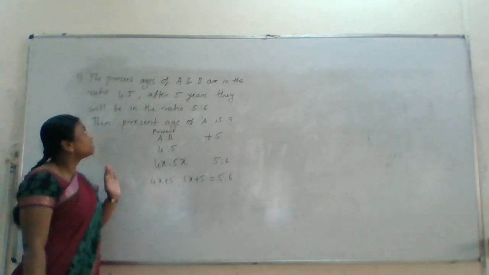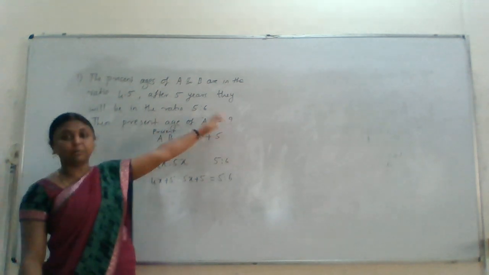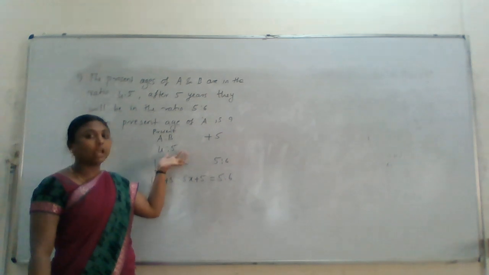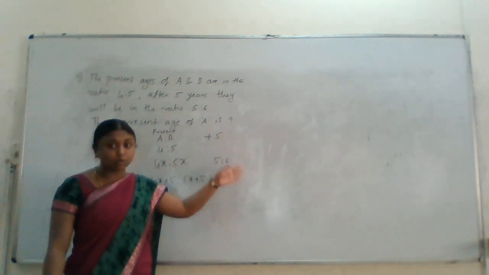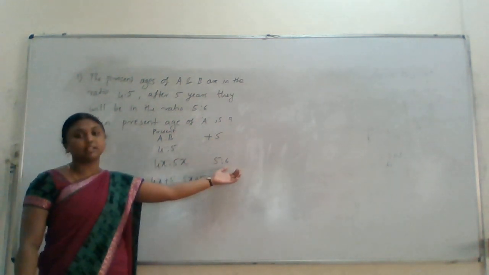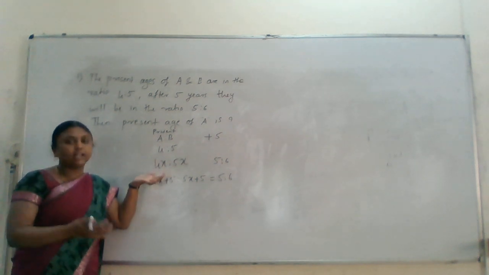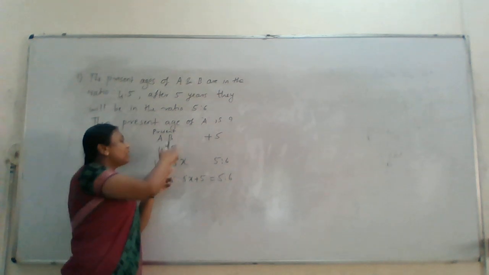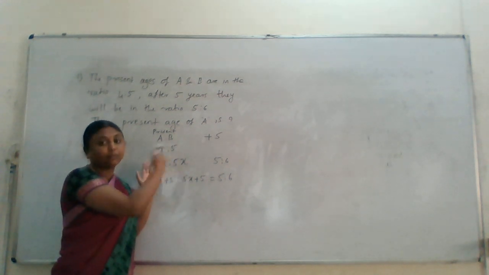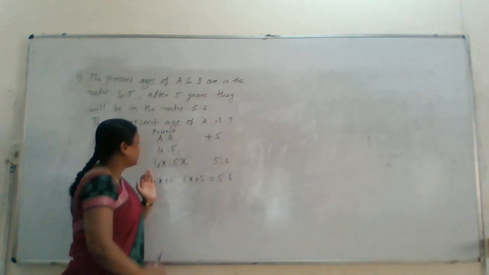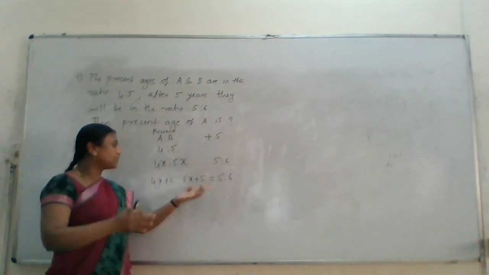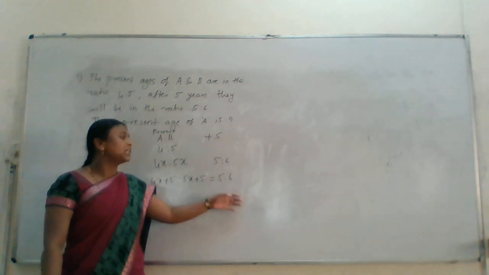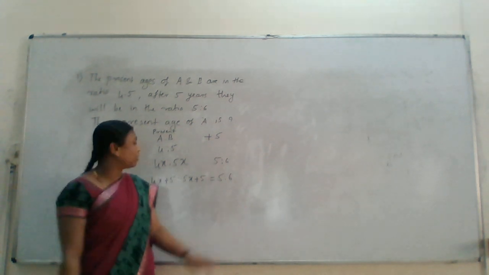So your question is, the present ages of A and B are in the ratio 4:5. After 5 years this ratio will be 5:6. Now present age of A is 4x, present age of B is 5x. After 5 years means 5 years more, so 4x plus 5, 5x plus 5. So (4x plus 5) is to (5x plus 5) is equal to 5:6.